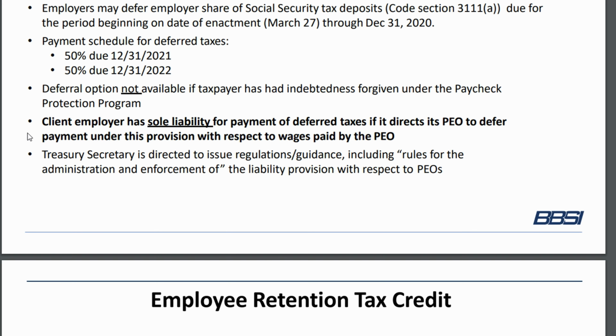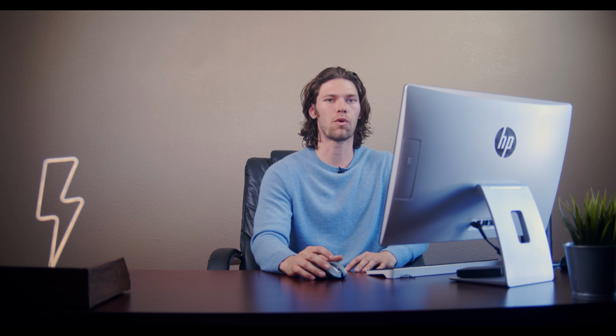Client employer has sole liability for payment of deferred taxes if it directs its PEO to defer payment under the provision with respect to wages paid by the PEO. A PEO is someone who does the payroll for you. For example, I use a PEO. This is who sent me these documents. I use BBSI. So basically, they can do it for you, is what it's saying, if you use a PEO. If you use one, you'll know that you use one.